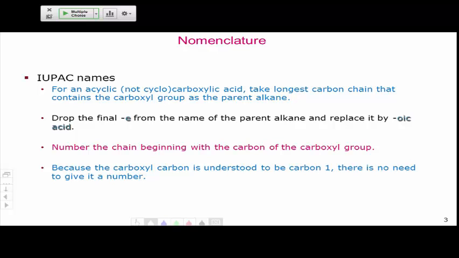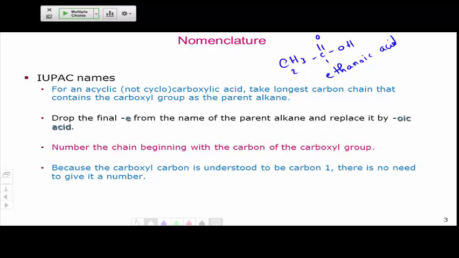So for example, if it is 2 carbons, something like this. The longest chain 1, 2, that means it is ethane. I'm gonna cross the E at the end, replace it by oic acid. So this is ethanoic acid. You know this better as acetic acid or vinegar. So the common name of this is acetic acid, which is the vinegar that you use.